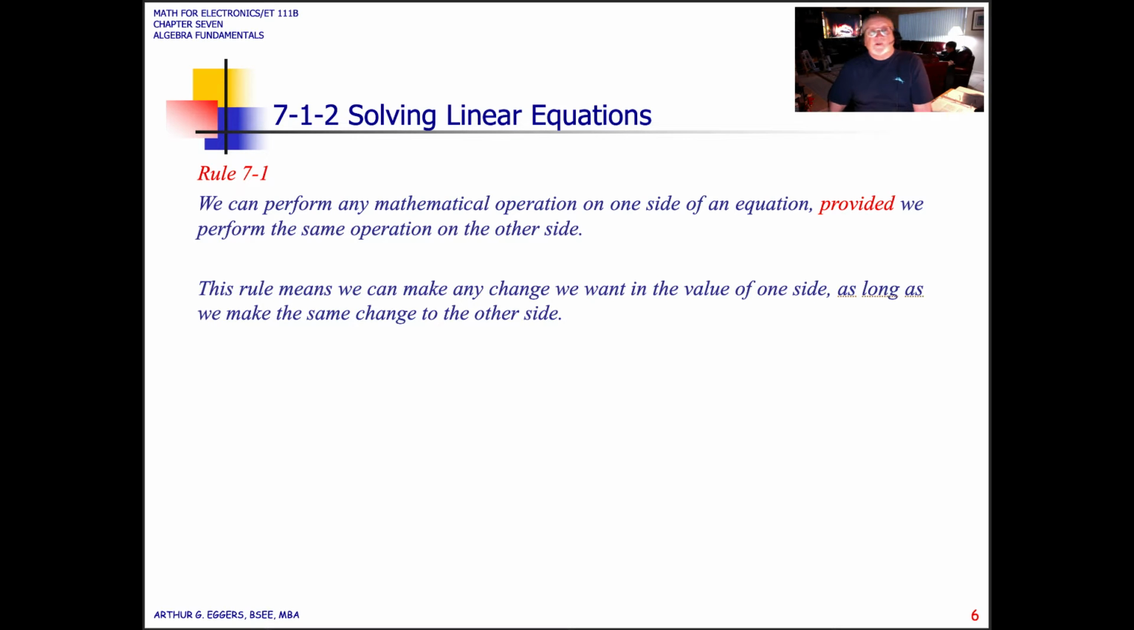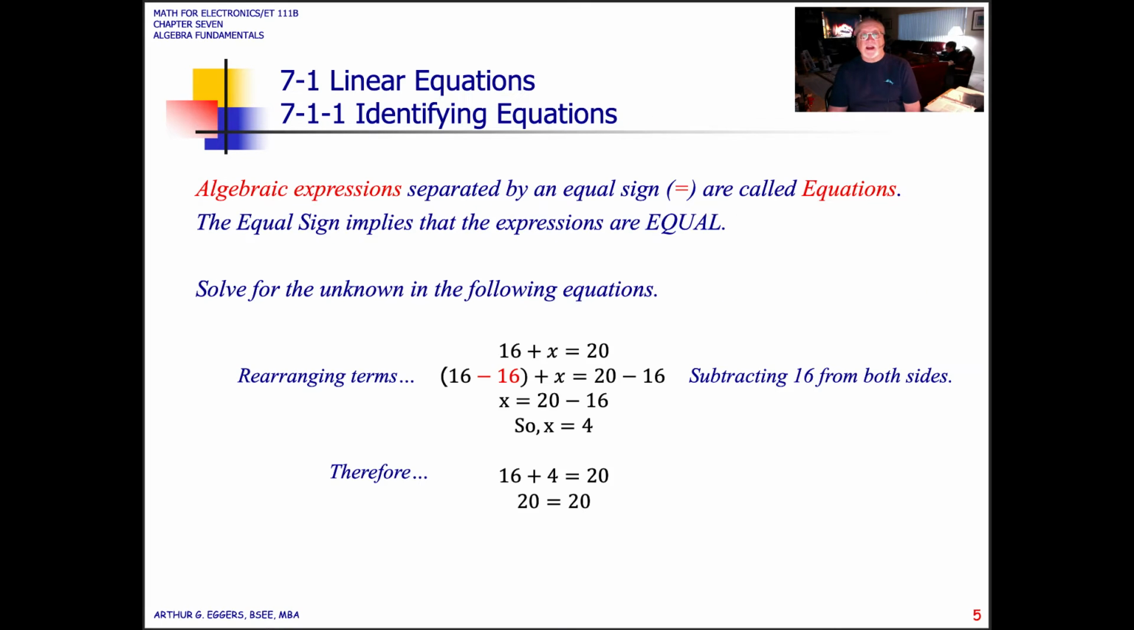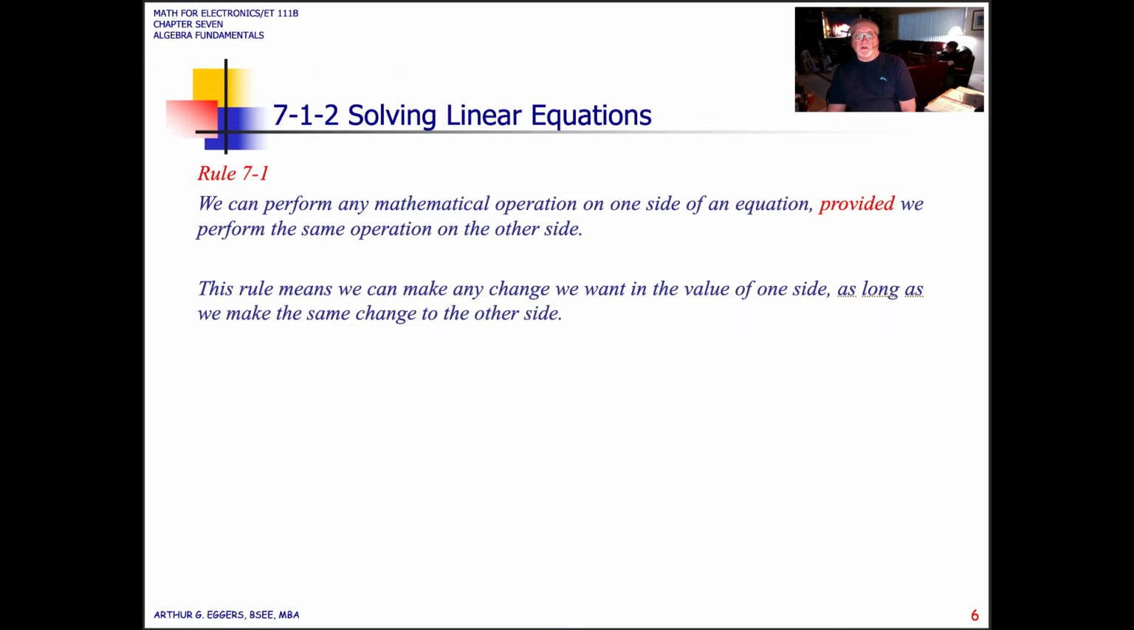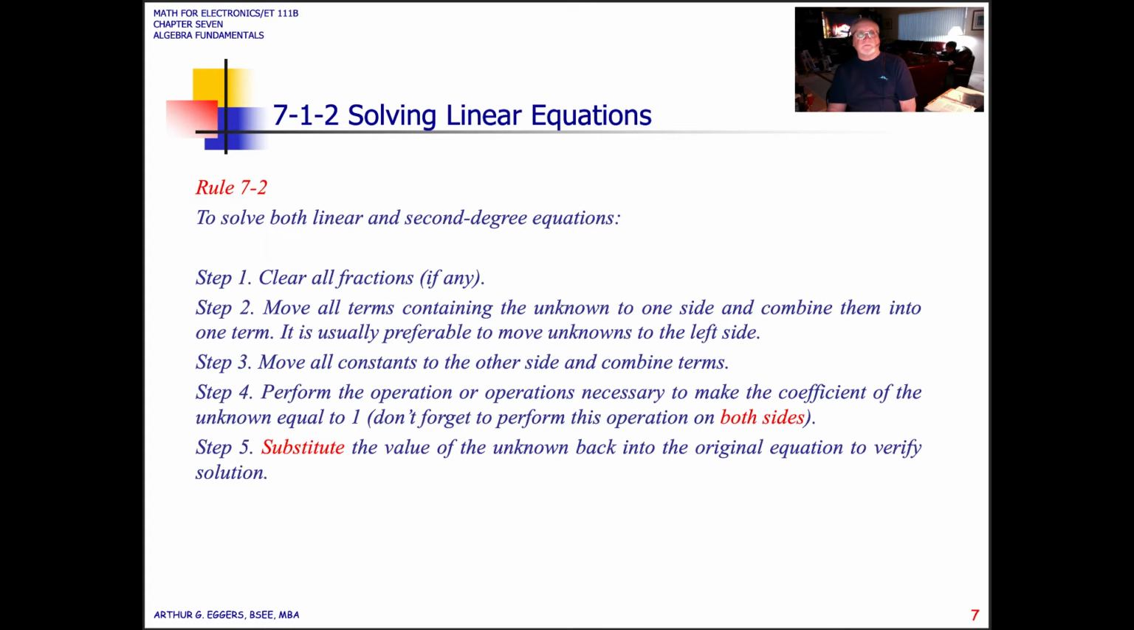Rule 7.1 says we can perform any mathematical operation on one side of an equation provided we perform the same operation on the other side. And most of what we're going to be doing is exactly that. We will be applying Rule 7.1. The rule means that we can make any change we want to in the value of one side as long as we also make the same change on the other side. So if we roll back a slide, that's exactly what we did in this preliminary solution. We subtracted 16 from both sides, and we're able to solve for x.